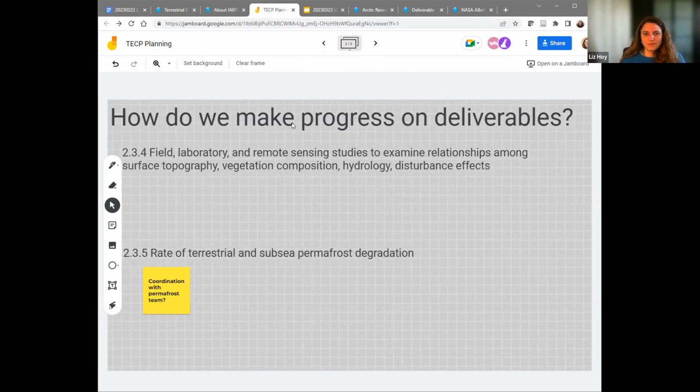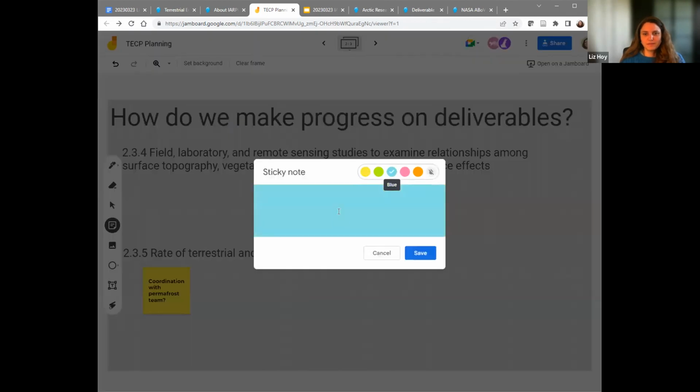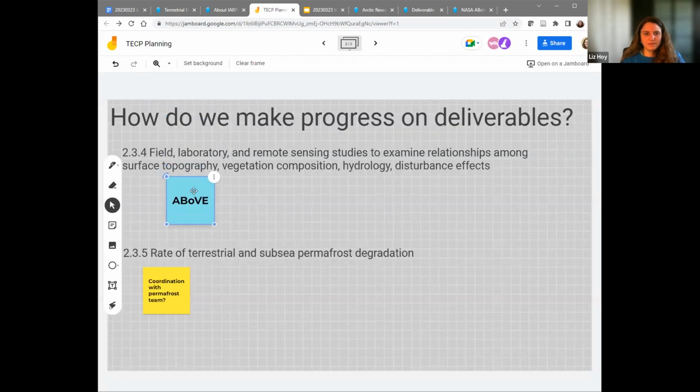Cool. I think ABoVE kind of goes in here. And so we'll have Scott Getz present on that. Put that on here, looking at all the different relationships.